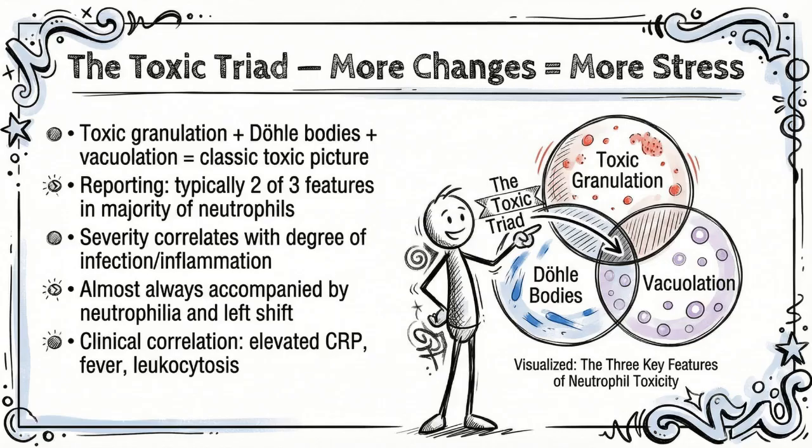A mild toxic granulation might suggest a moderate infection, but all three changes in most neutrophils points to a severe systemic process. Toxic changes almost always come with neutrophilia and a left shift, which we'll cover next. When you report these, you're giving the clinician a crucial piece of the puzzle. But before we dive into left shifts, let's quickly touch on some nuclear abnormalities.